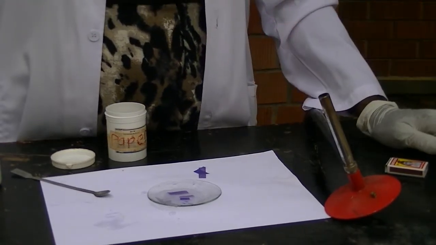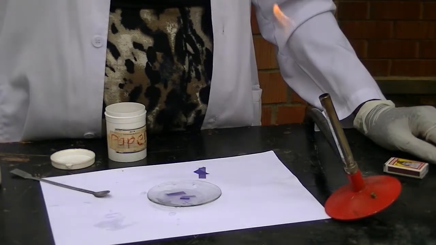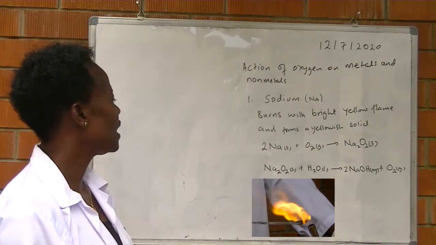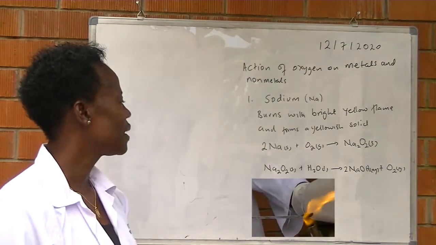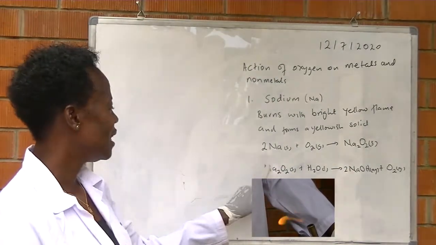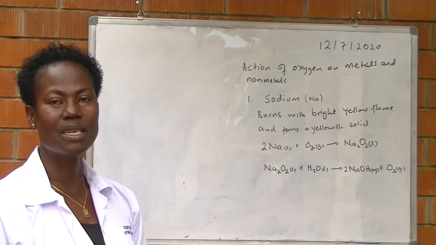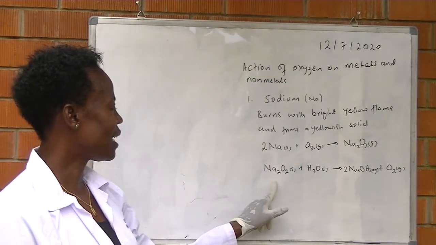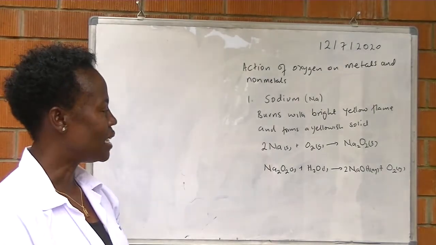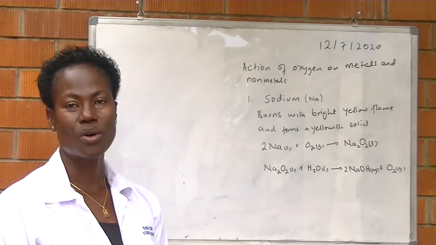Generally, all metal oxides, when dissolved in water, produce an alkaline solution. So as you have seen in the experiment, sodium burns with a bright yellow flame and forms a yellowish solid. How do we write the equation? Sodium plus oxygen to give us sodium peroxide, which is the yellowish solid. When the peroxide is dissolved in water, it produces sodium hydroxide and oxygen. Usually this reaction leads to the formation of oxygen.